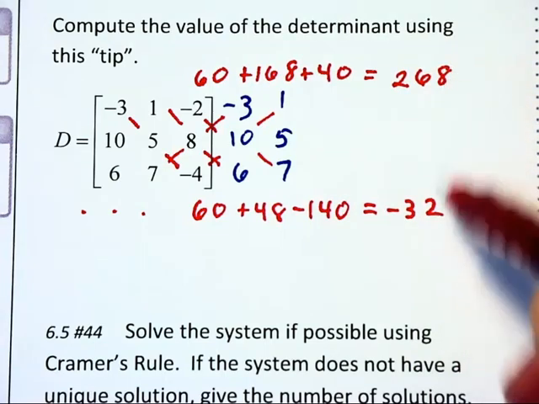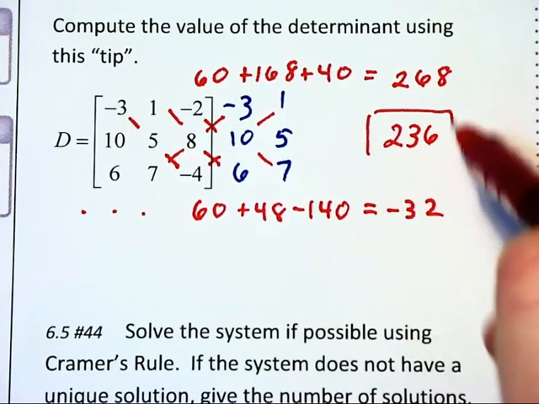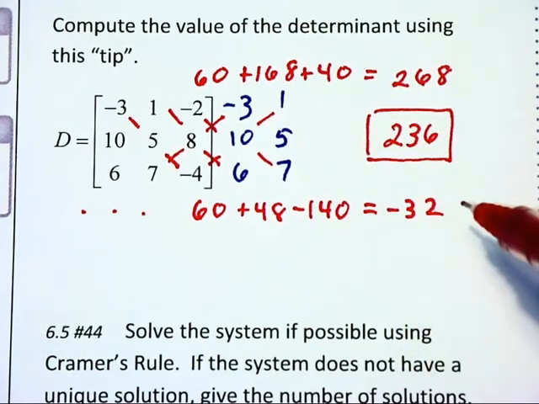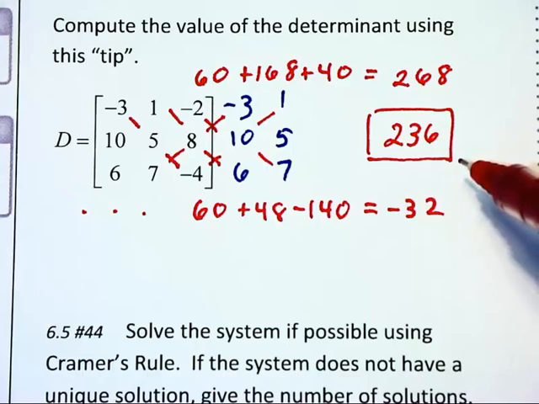Putting the totals together for the bottom and the top gives us 236, which is the value for this 3x3 determinant. So you really have two choices. You can use this shortcut method, or you can use the expansion method as we showed you a little bit ago.